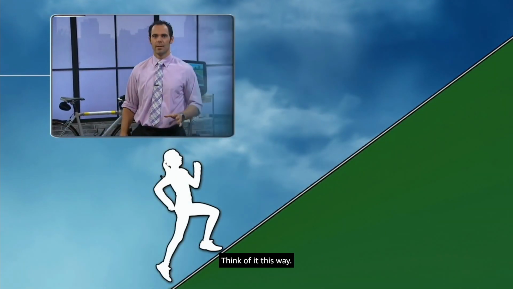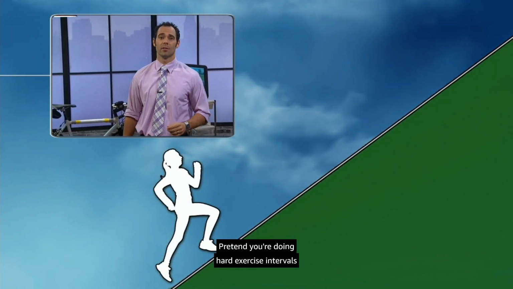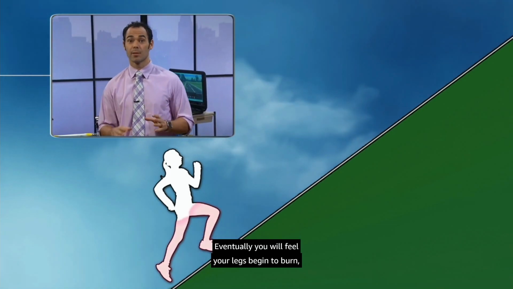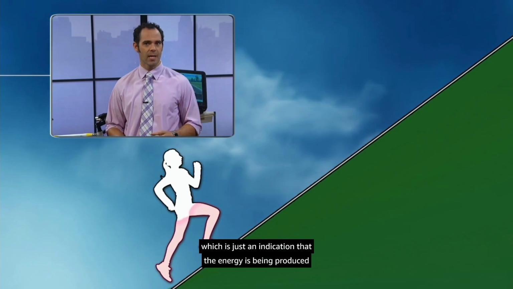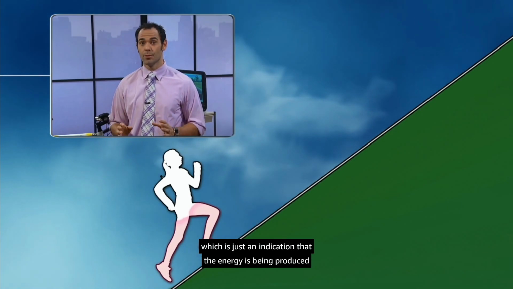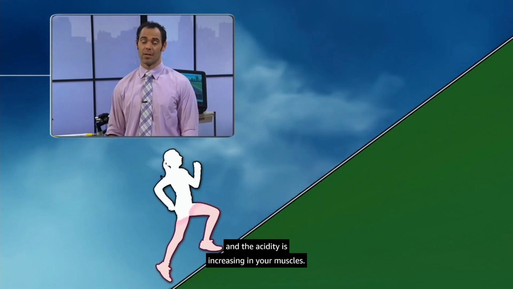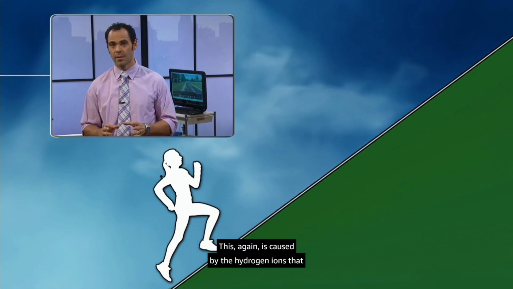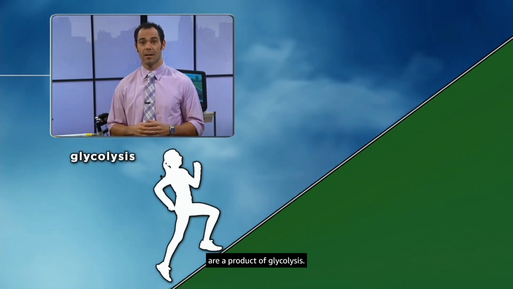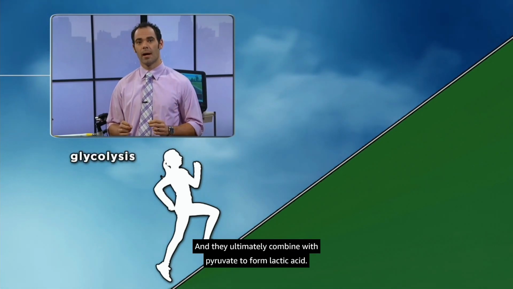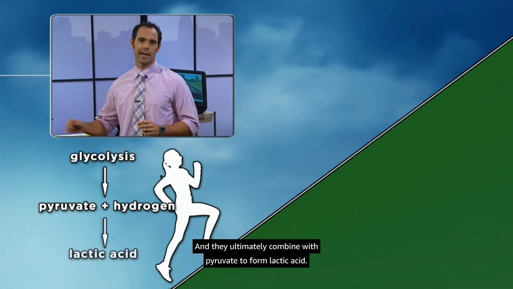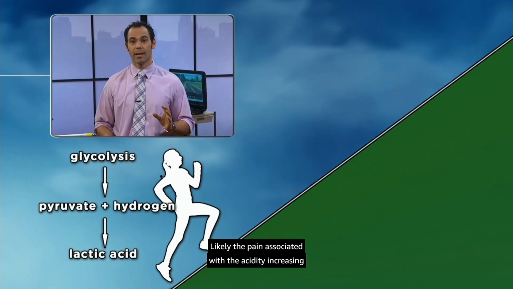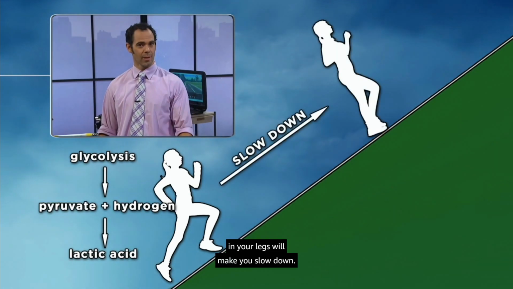Think of it this way. Pretend you're doing hard exercise intervals like running uphill. Eventually, you will feel your legs begin to burn, which is just an indication that the energy is being produced and the acidity is increasing in your muscles. This, again, is caused by the hydrogen ions that are a product of glycolysis, and they ultimately combine with pyruvate to form lactic acid. Likely, the pain associated with the acidity increasing in your legs will make you slow down.